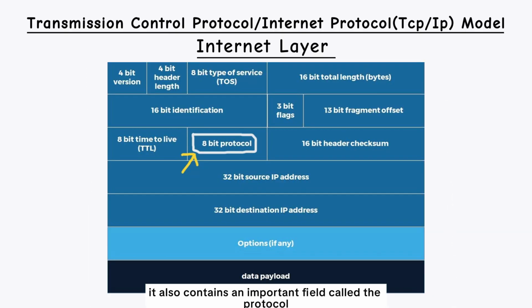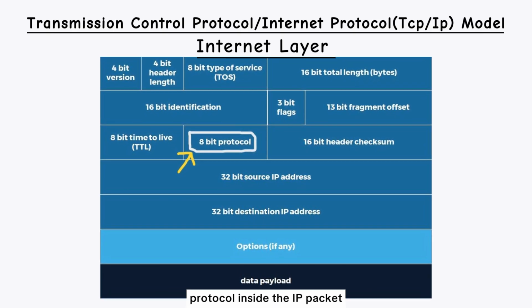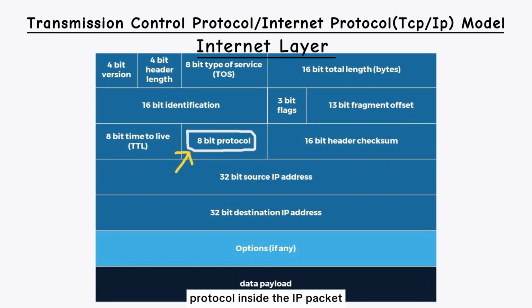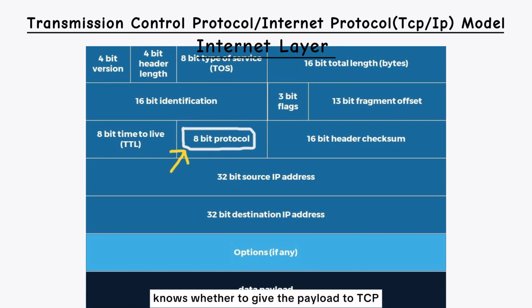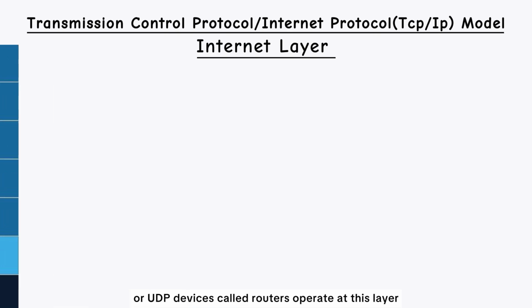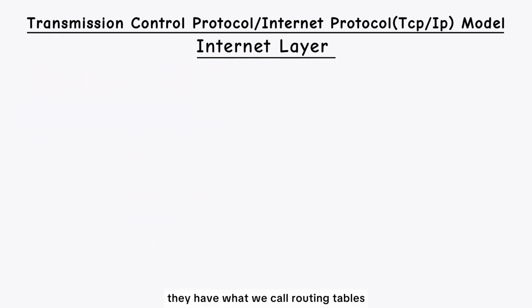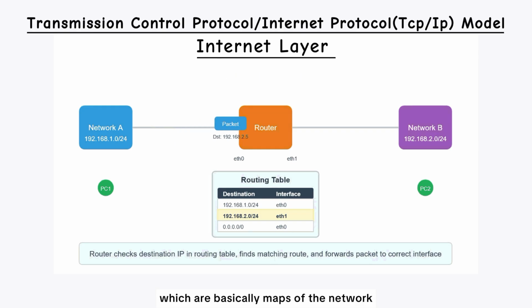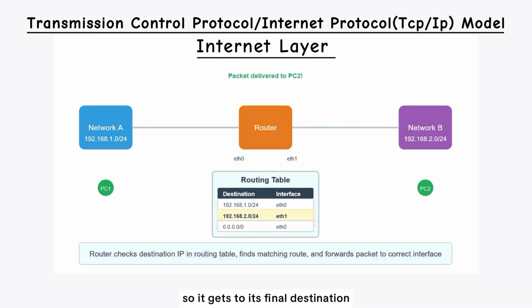It also contains an important field called the protocol, which identifies the transport layer protocol inside the IP packet. This is how the destination device knows whether to give the payload to TCP or UDP. Devices called routers operate at this layer. They have what we call routing tables, which are basically maps of the network that tell them the best path to send a data packet to, so it gets to its final destination.